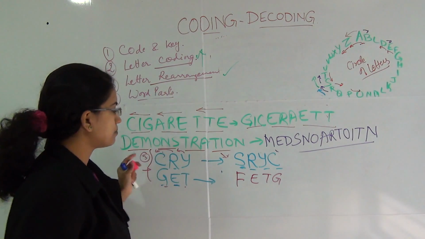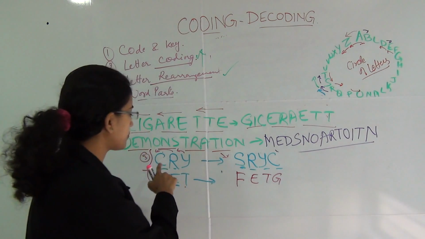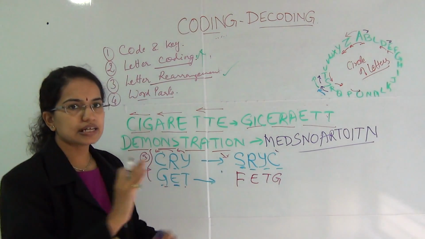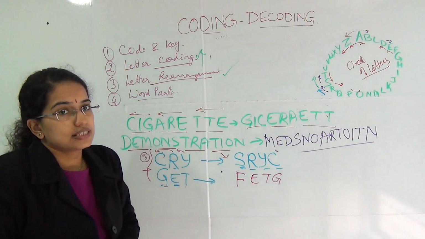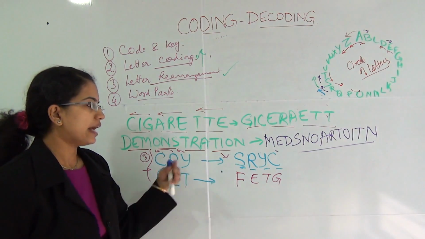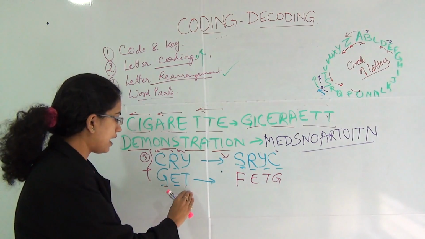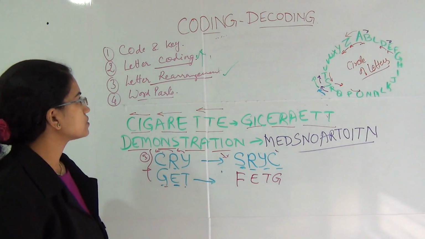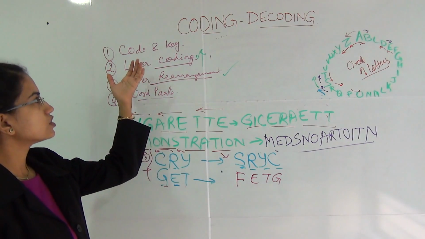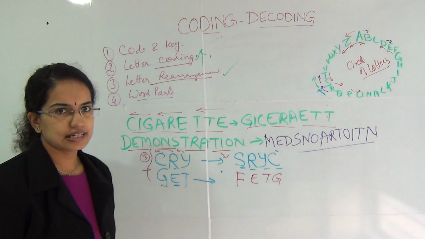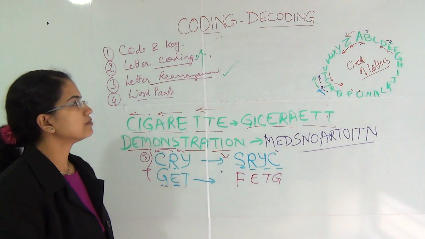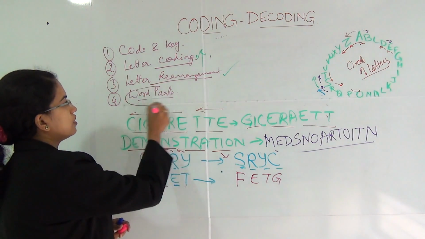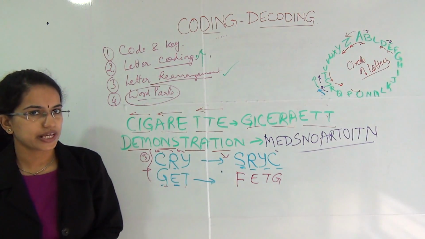And in the previous question, what we did was code cry as M-R-Y-C, and that M does not have any relationship with anything else. So I can say in the alternatives also, M would remain as M, and we'll jumble the remaining three letters. With this, we cover the problems that are based on code and key, letter coding and letter rearrangement. In the next class, we will be covering coding decoding problems where we will try to solve word part problems in coding and decoding.